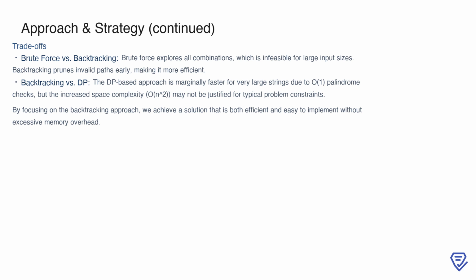Given the typical constraints of this problem, the space overhead of the DP table may not be justified. By focusing on the backtracking approach, we achieve a solution that is both efficient and straightforward to implement. This strategy avoids the excessive memory usage of DP while still leveraging recursive exploration to reduce the problem's complexity. Overall, backtracking represents a practical and elegant solution, striking the right balance between speed, memory usage, and implementation simplicity.